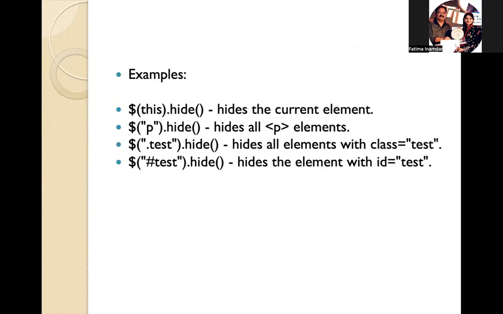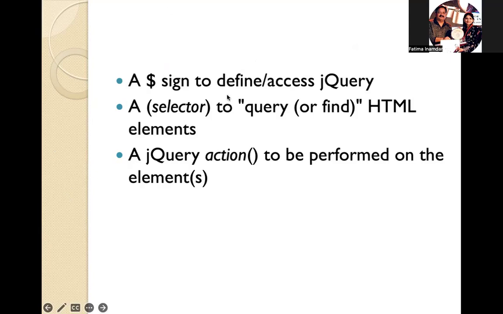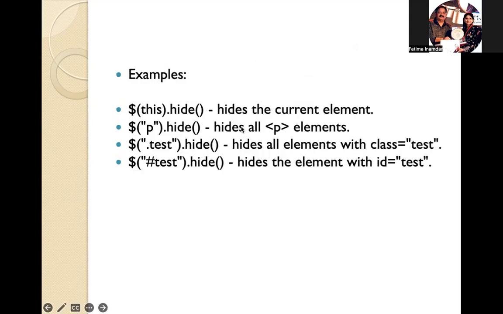So this is an example we can consider. If I want to hide the current element, then I can use $(this).hide(). If I want to hide all the paragraph elements, then $('p').hide(), where the dollar sign is used to access jQuery, and it hides all the paragraph elements. Then if I want to hide all elements with the class test in my code, I can use this syntax. If I want to hide the element with the id equal to test, then I can consider this particular syntax for this operation.